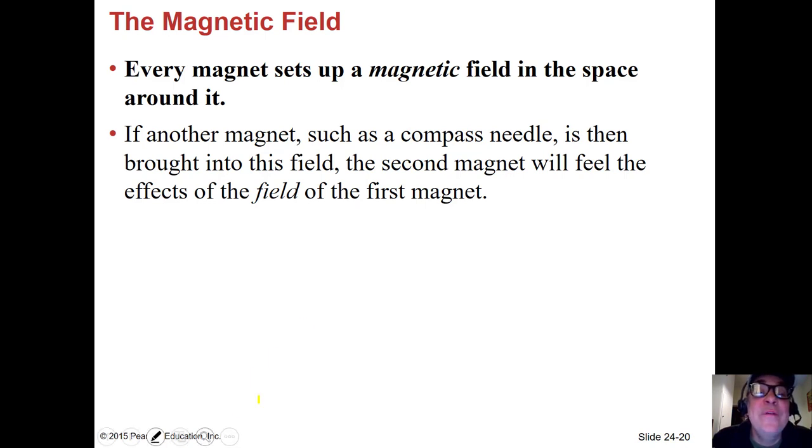With magnets, magnetic field lines leave the north side, just like they left a positive charge, and they go towards the south side of a bar magnet, just like electric field lines went towards a negative charge. So the north side of a magnet acts sort of like a positive charge. The south side of a magnet acts like a negative charge.